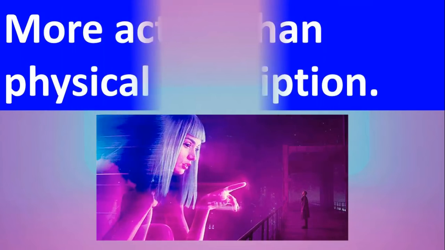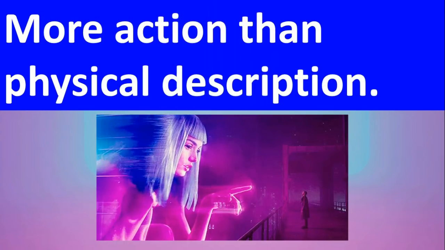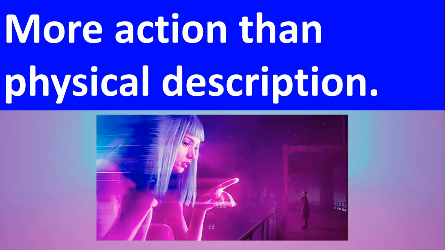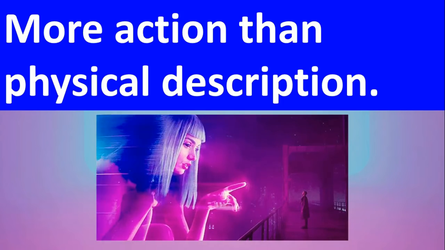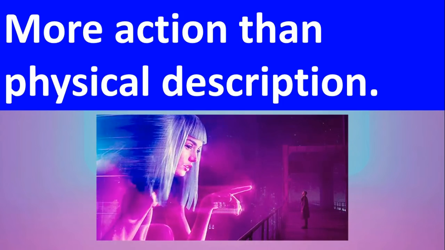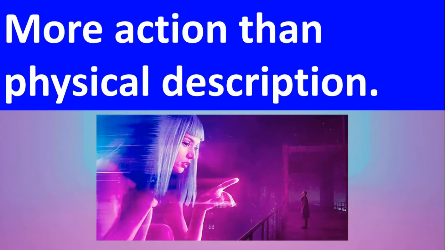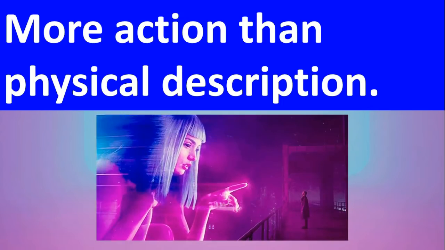Okay, then the climax is, how are you going to solve the problem? Well, in this case, the girl is going to run away from the man because she doesn't like the look of him. And again, what I said earlier on, more action than physical description. So we can describe the man a bit, but we want to keep the pace of the story up. So just describe the action, the girl running away, jumping onto the train.